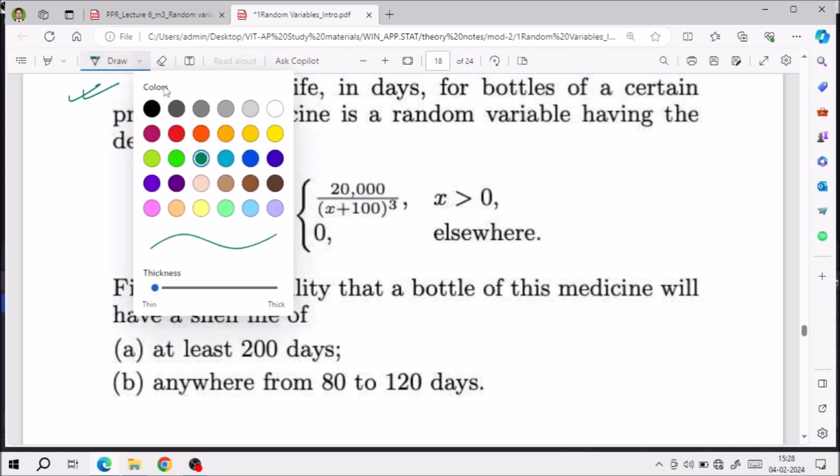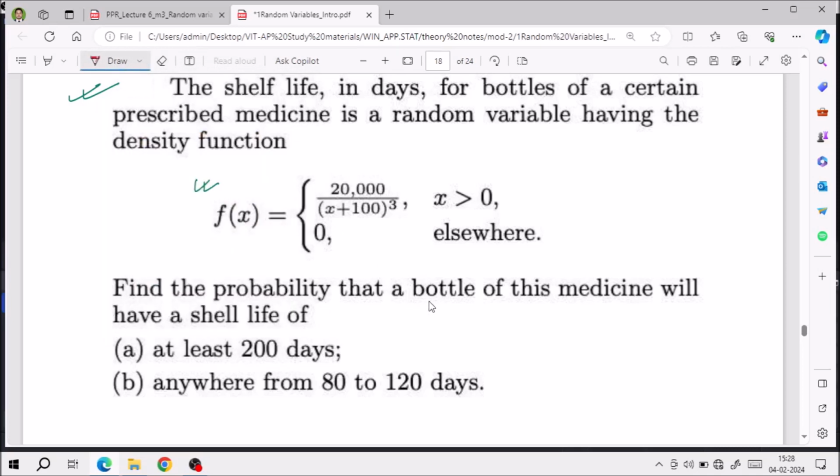This is the question. So basically what you need to find, just pause the video and try to identify exactly what you need to find. So basically the probability that, if you consider the shelf life in days as the random variable capital X, X is at least 200 days, so X is greater than or equal to 200. This is the first part of this question, part A. So this thing you need to find.